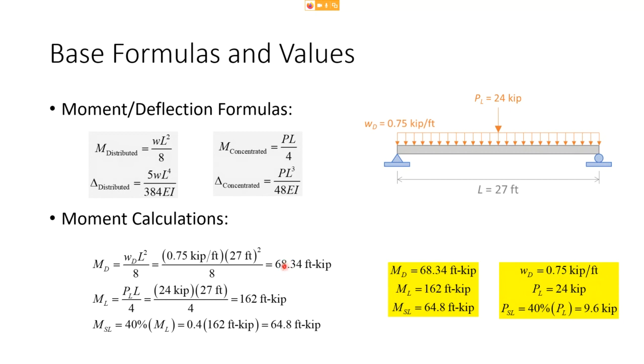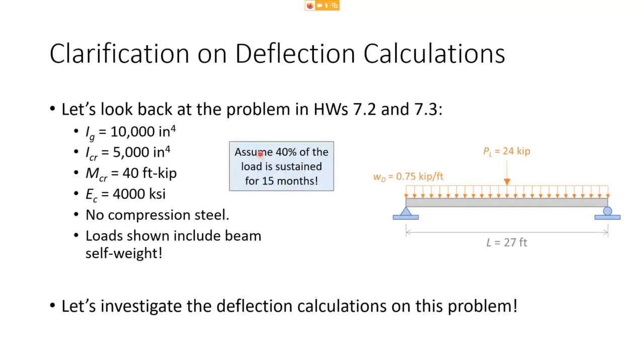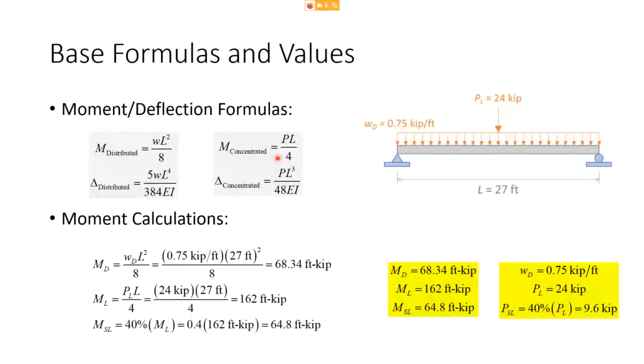The dead load moment came out to about 68.34. For the live load, the point load is 24 and the length is 27. So 24 times 27 over 4 is 162. Now, for the sustained live load, the previous slide said that 40% was sustained. So the sustained live load moment is 40% of the live load moment, and the same thing is true of the point load itself. The live load is 24 kips. The sustained live load is 40% of that, or 9.6. And the live load moment is 162. 40% of that is 64.8.